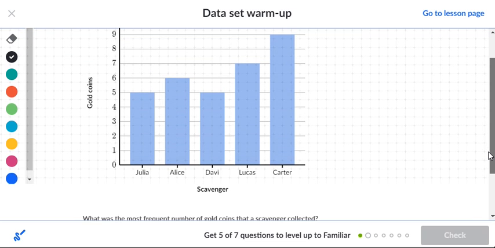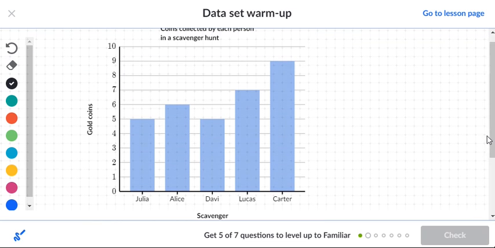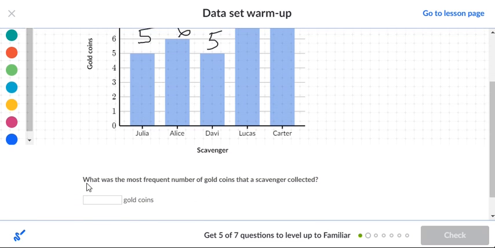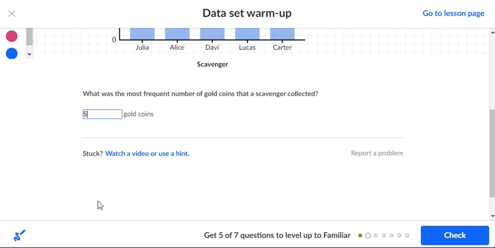When they use the word frequent, it means which number appears the most. So right here, Julia has 5, Alice has 6, Davia has 5, Lucas has 7, and Carter has 9. So the number that's repeated here would be 5. So that would be the most frequent number. Again, when they say frequent number, what number is repeated?